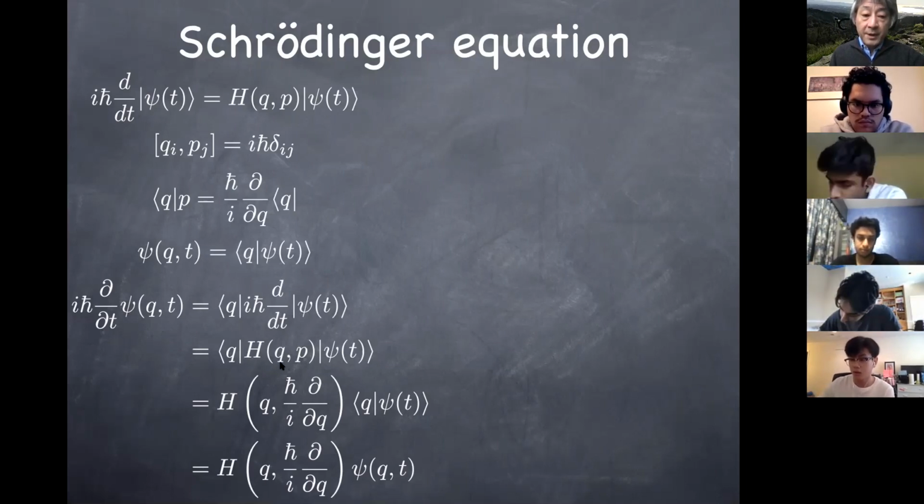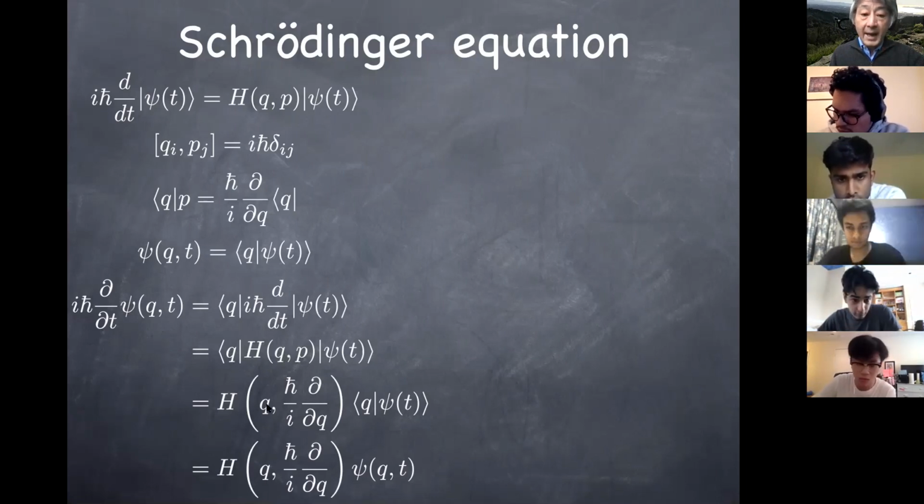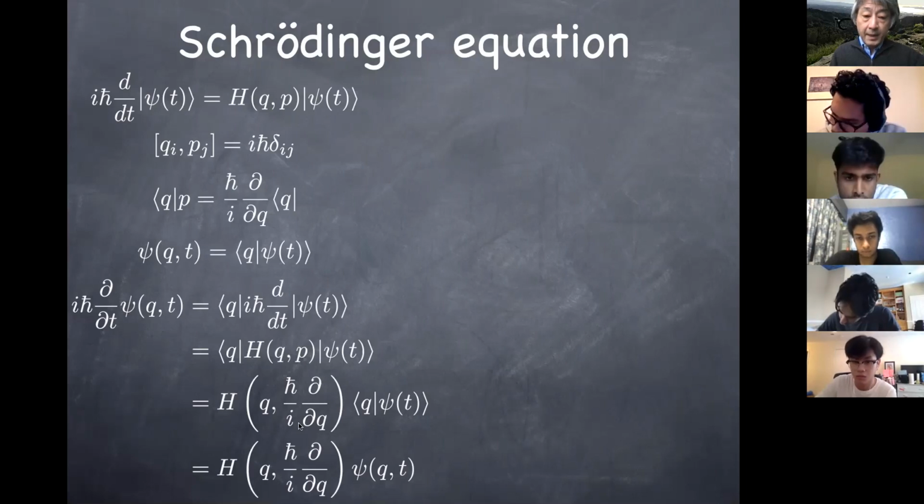And the Hamiltonian is a function of Q and P. The Q operator acting on Q bra just pulls out the eigenvalue Q. So now this Q is a number instead of an operator. On the other hand, the P operator acting on this Q bra is given by this Q derivative. So this Hamiltonian operator can then be written as a differential operator acting on this inner product of Q and psi, which is nothing but this wave function. So this is how you understand the Schrödinger equation.